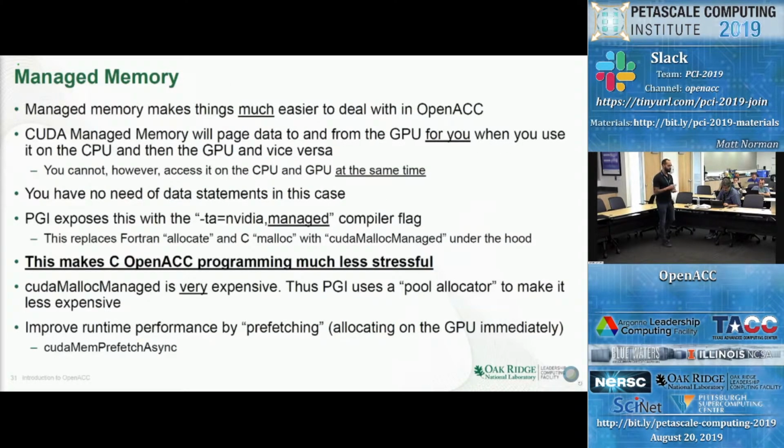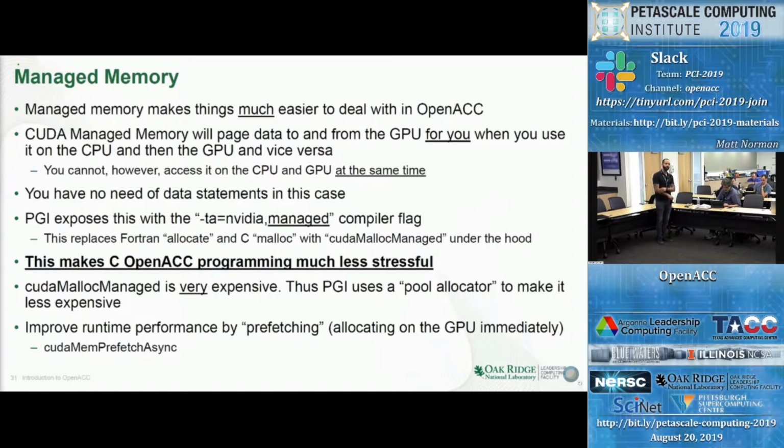So suppose you don't want to worry about data, you don't want to have to code data statements. I would say managed memory is for you, and I strongly recommend that you try it out. The only compiler I know of that exposes managed memory for you is the PGI compiler. So you would use this compiler flag you see here, this -ta=nvidia,managed compiler flag. And what this does in Fortran is it replaces allocate calls, and in C it replaces malloc and calloc with CUDA malloc managed under the hood.